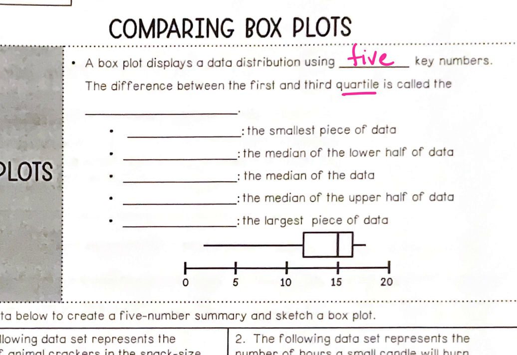just different sections, is called the interquartile range. Then we have, these are our 5 different pieces. The first piece is the smallest piece of data. And then this is what we're going to call the minimum.